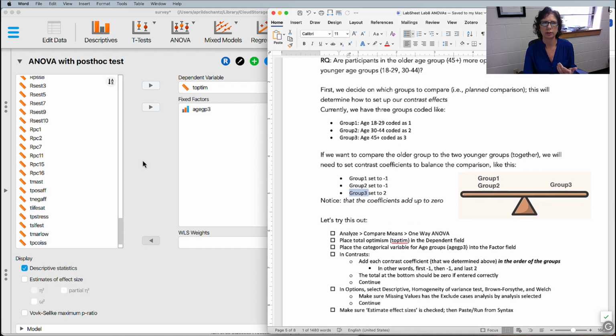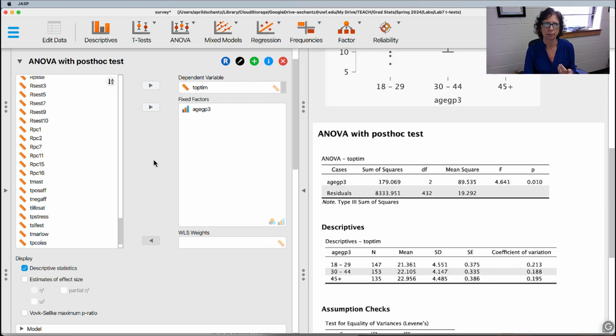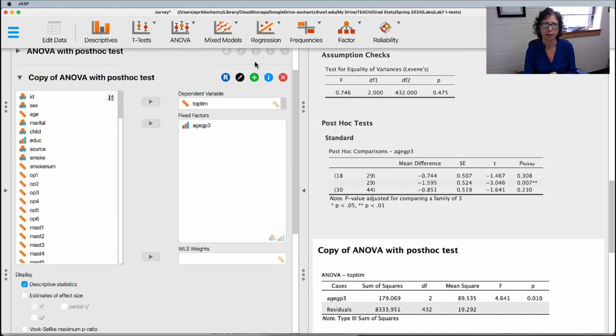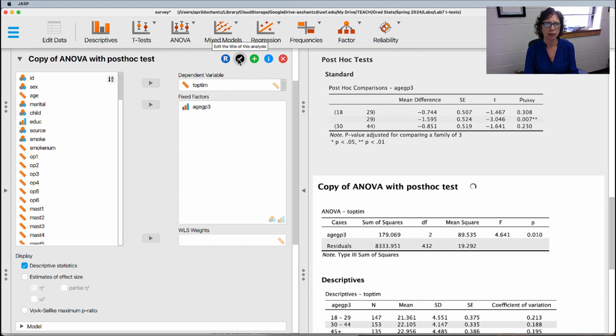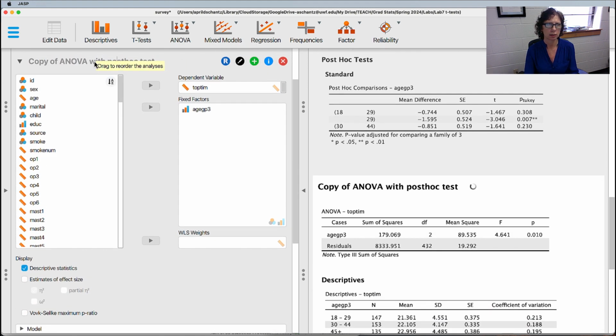So how do we do this in JASP? Well, let's duplicate this analysis, because we're pretty much starting with this anyway. And we can edit this.